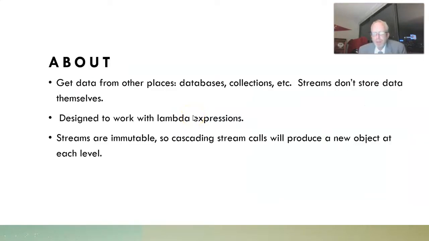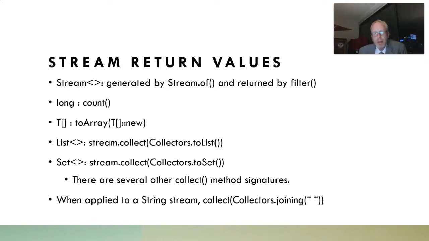So, a couple more notes on streams. They get data from other places. They don't store data themselves. They work well with lambda expressions. I have a separate video that describes lambdas. If you haven't seen that, I recommend looking at that before getting too deep into streams. And then streams are immutable, so cascading stream calls, like our map operation, will actually produce a new stream at each level. And also, once we've called that terminal operation, we can no longer use the stream.